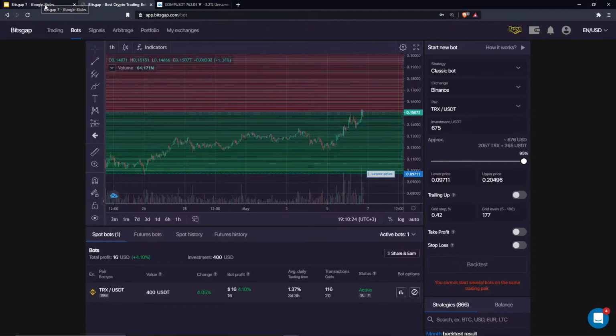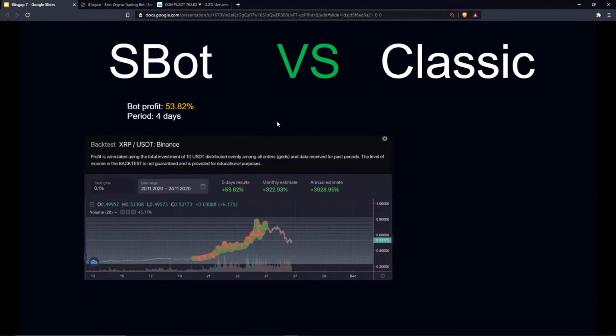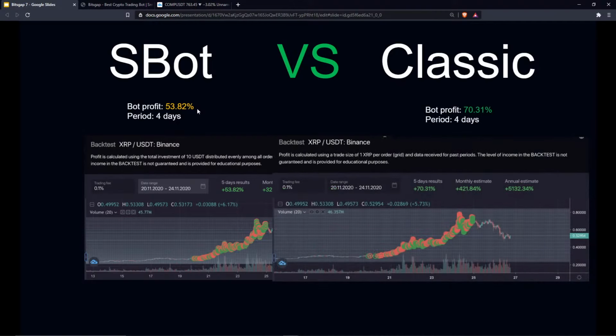Okay, and so here, using the backtest mode, I could instantly find out that launching SBot from the 20th of November until the 24th of November would bring me 53% of the return. Whereas if I had launched the classic bot in this same period, 20th of November until the 24th of November, absolutely the same period, the classic bot would bring me 70% of the return. So here's the perfect visualization of how the classic bot outperforms the SBot on a rising market.